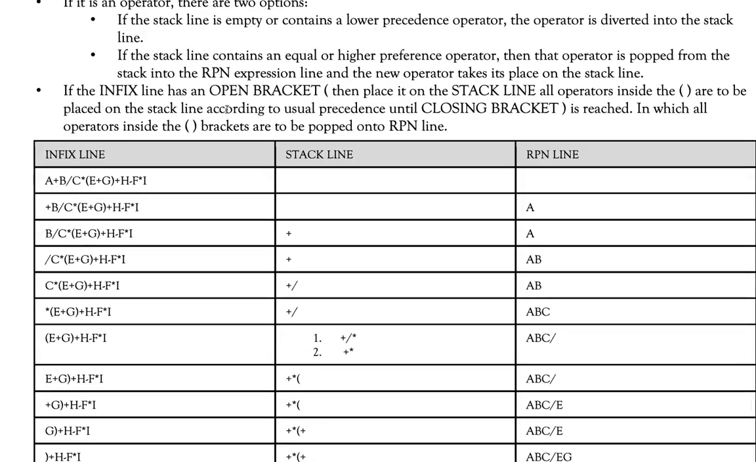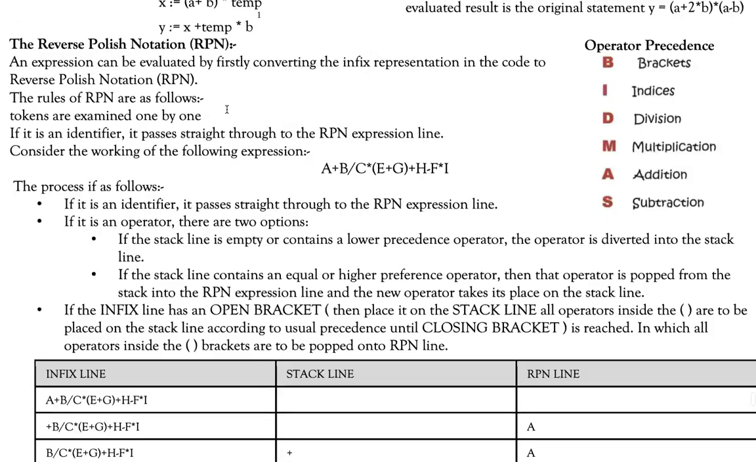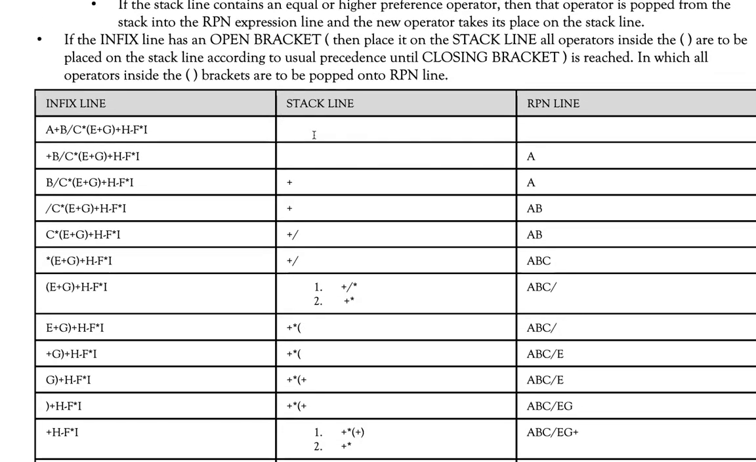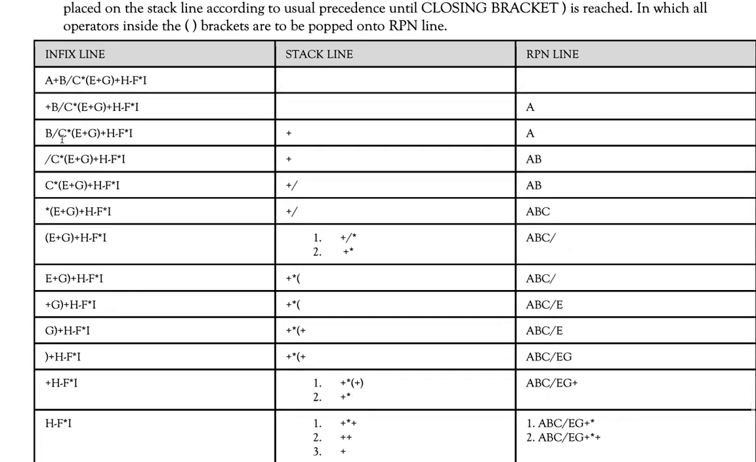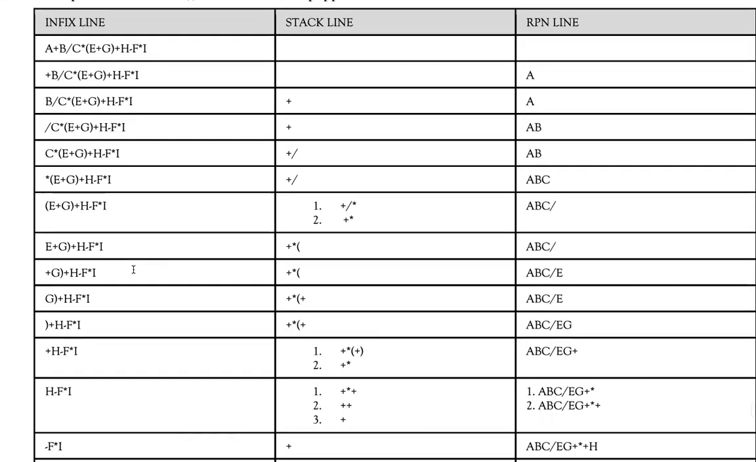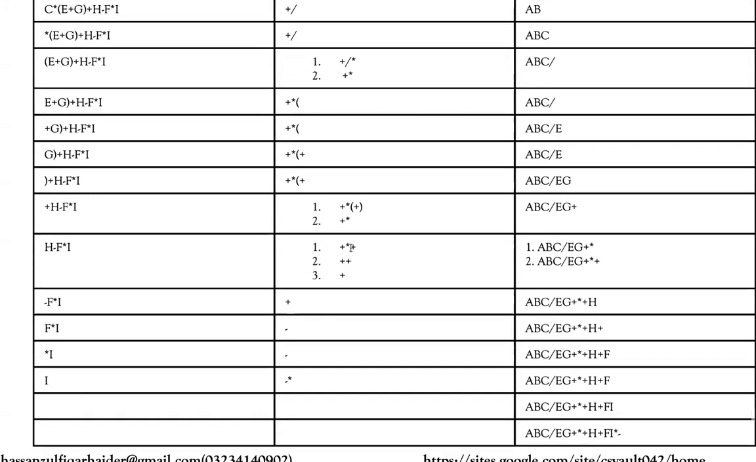So just to summarize what to do with opcodes. If my stack is empty or has a lower precedence operator, then the new incoming operator will simply be placed on top of the stack. Secondly, if my stack has a higher or equal precedence operator, then the operator that's currently on the top is popped first and placed at the end of the RPN line. And the new operator is placed in place of that in the stack.